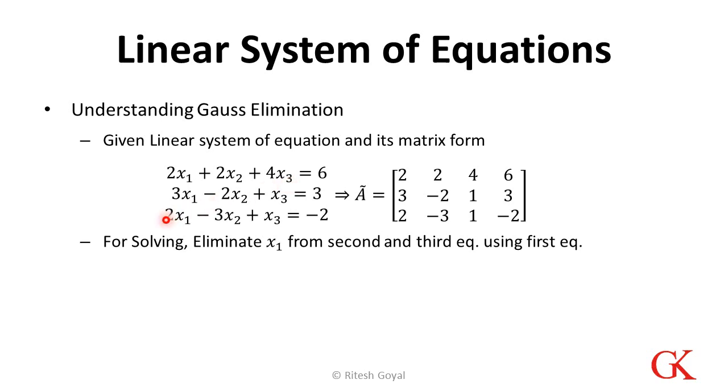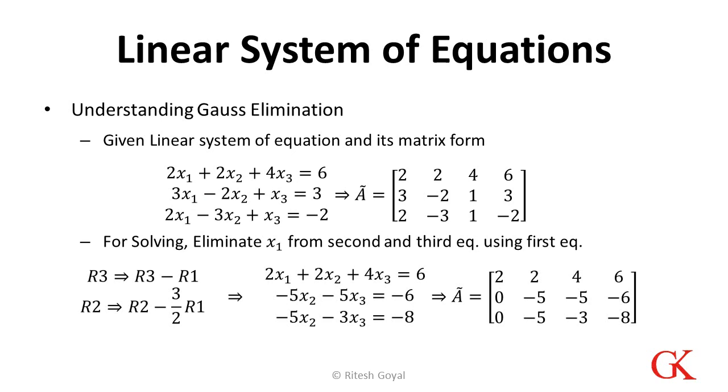So what do we have to do? If we see the third equation, it has the same 2x1 as the first equation. So we can do R3 minus R1. In the same way, if we see the second equation and want to reduce x1, we can say R2 minus 3 by 2 R1. So these are two operations which we have to perform, and we get a new set of equations where we do not have x1 in the last two equations.